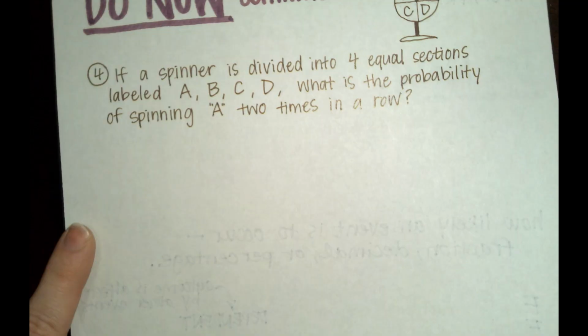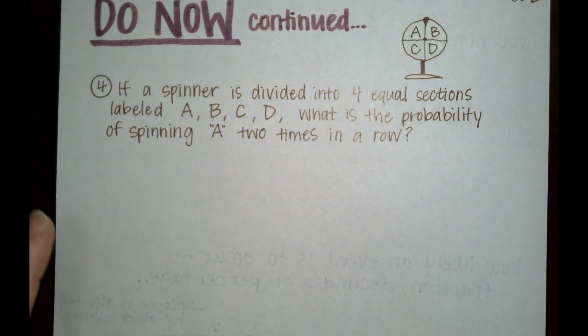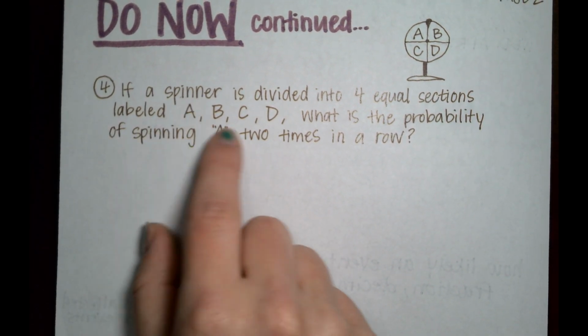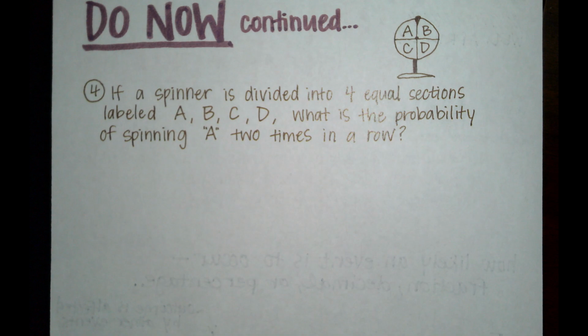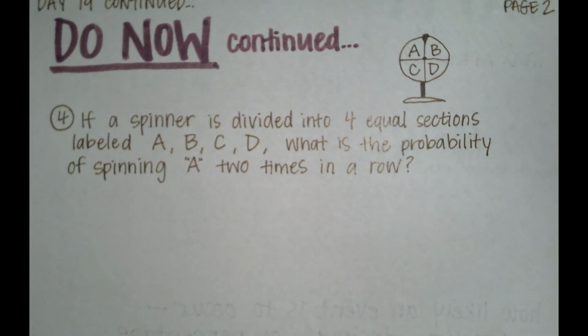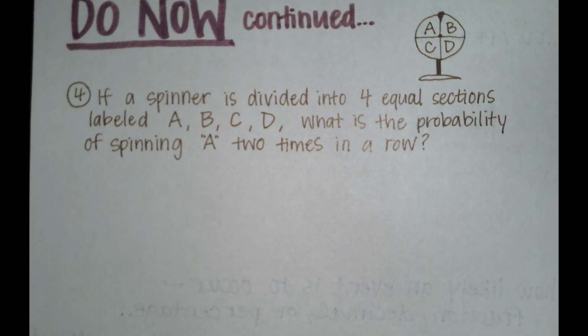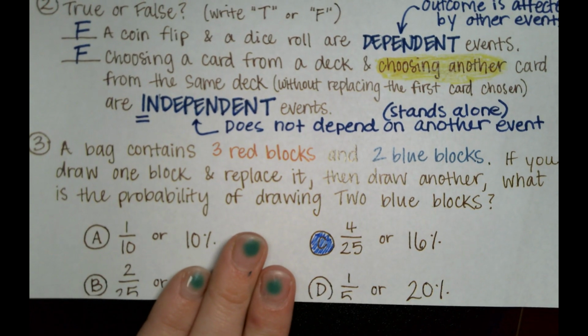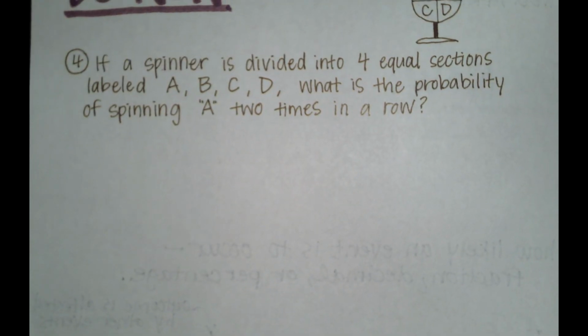Moving on to the back page, there's another question. A spinner is divided into 4 equal parts, and those parts are labeled A, B, C, and D. What is the probability of spinning A 2 times in a row? Anybody have any guesses? Number 3, did you say the answer was C? Yes, the answer was C for number 3, and I did not explain that yet. We'll talk about it in a minute. So looking at number 4 now.